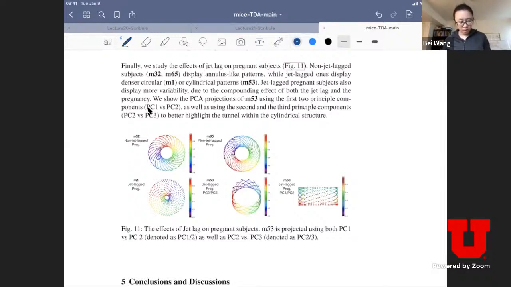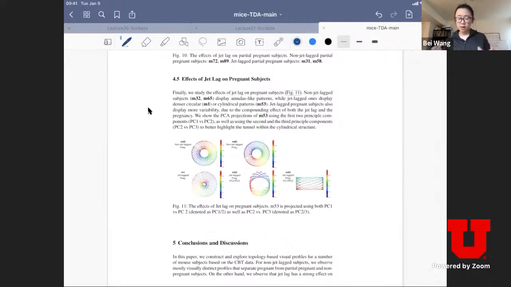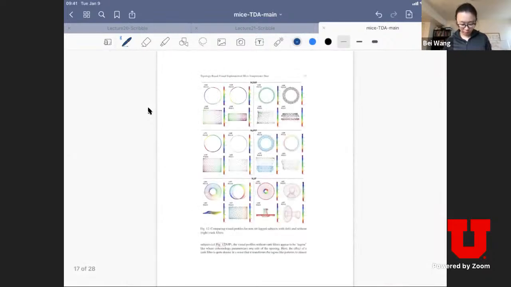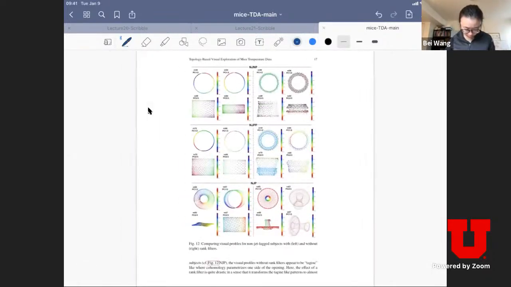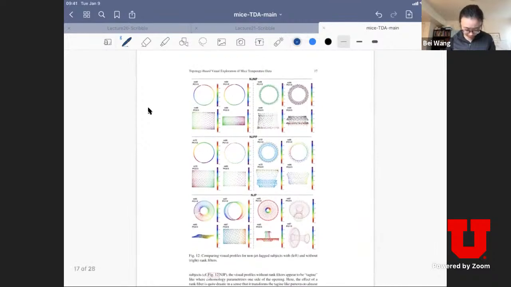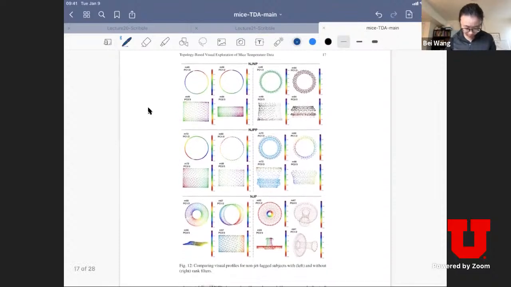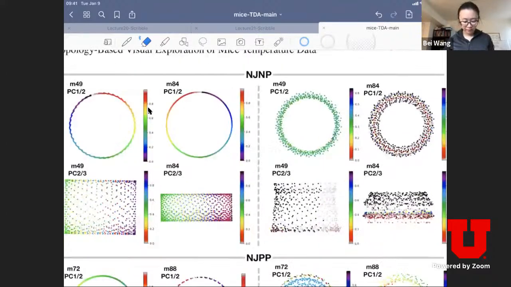Okay, so that's what we did with introducing the rank filter. But of course, the natural comparison is if I don't have the rank filter. So let's look at the ones with rank filter. So this is all the non-jet lagged, non-pregnant subjects. Actually, let me be careful here. If I put them side by side, the top one is not jet lag, not pregnant. On the left-hand side is when we apply the rank filter.